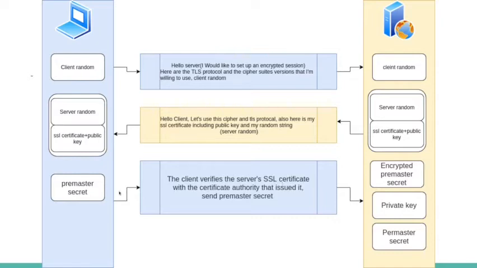Then the client will generate another random string and encrypt it using the public key. We call it the pre-master secret. It will send the encrypted pre-master secret to the server. The server will receive the encrypted pre-master secret and decrypt it using the private key. Now the server has the pre-master secret as well as the client.